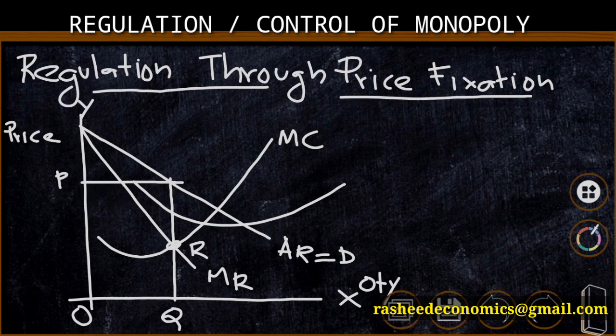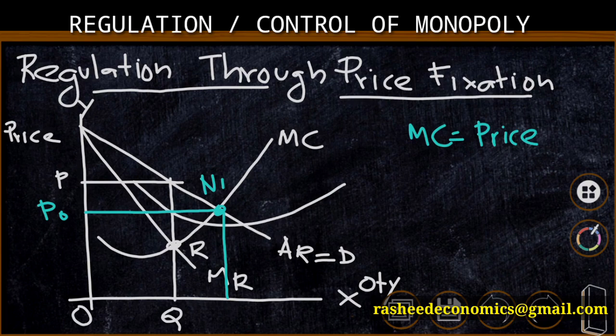Now the government is going to intervene in the market. Initially, suppose the government is fixing price on the basis of MC equal to price, marginal cost is the price of the commodity. Then they will find equilibrium at a point where MC is equal to AR, that is, the MC curve intersects the average revenue curve or demand curve. The point N1 is identified. The price of the commodity is OP0 and quantity produced of the commodity is OQ1.